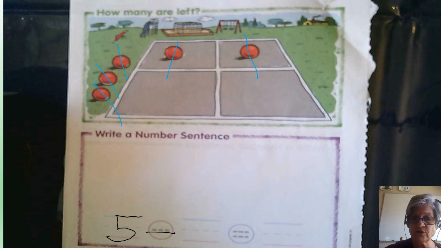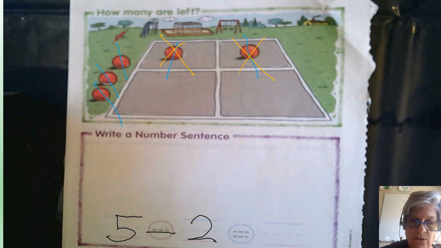So take another color crayon. And we're going to put an X on those 2 balls. 1, 2. And write a number 2 in the next space. So it goes 5 minus 2. You do that, please, on your paper. Make sure you X'd out those 2 balls. Make sure you wrote the number 2 underneath.